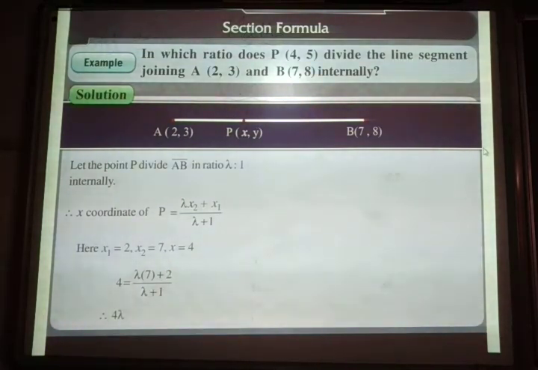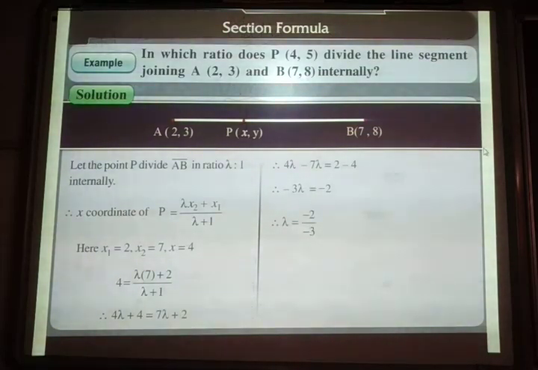4 is therefore equal to (lambda into 7 plus 2) upon (lambda plus 1). Therefore, 4 lambda plus 4 is equal to 7 lambda plus 2. Therefore, 4 lambda minus 7 lambda is equal to 2 minus 4. Therefore, minus 3 lambda is equal to minus 2. Therefore, lambda is equal to minus 2 upon minus 3, which is equal to 2 upon 3. Thus, P divides segment AB internally in the ratio 2:3.